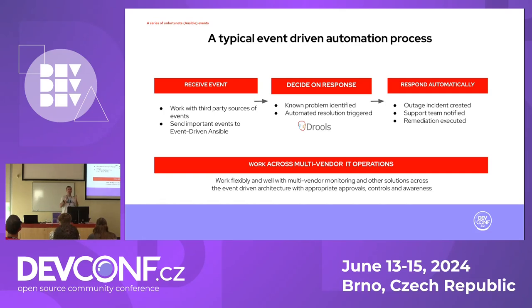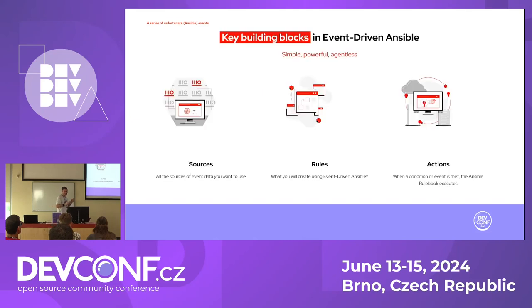And of course, since the sources can be potentially anything, the integration can happen with all devices. It can be a network device, it can be a cloud service, it can be potentially anything. And so we have the three key building blocks. Just to summarize, we have sources that can be potentially anything.